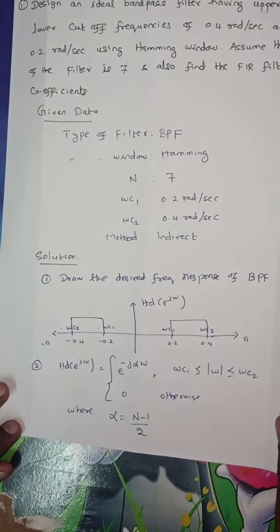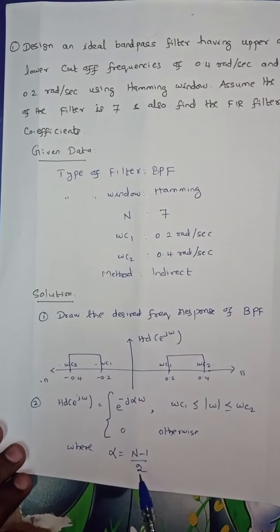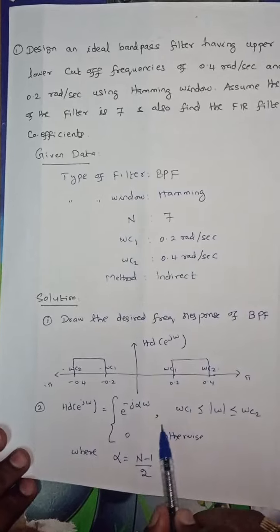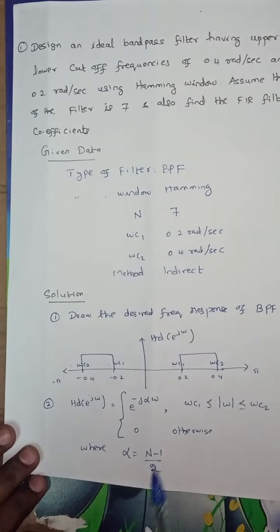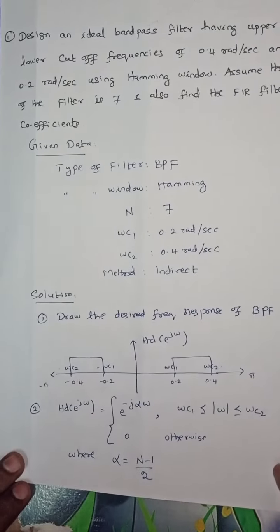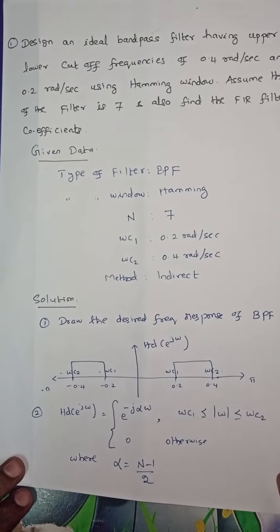Next, we have to substitute the N value in this equation so that we can find the alpha value, and we have to substitute this alpha and omega c1 and omega c2 in this equation so that we can find the desired frequency response of a FIR filter.